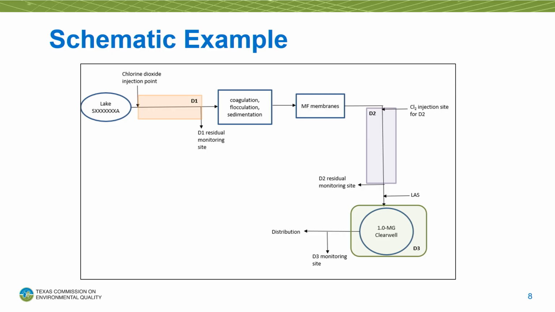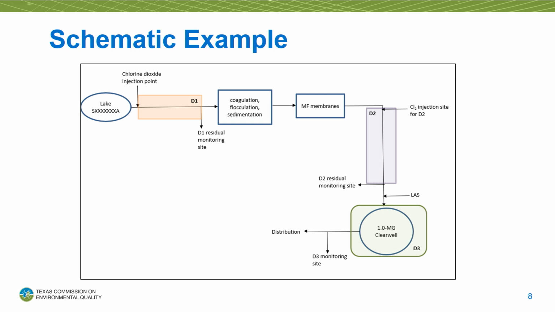And I'll show you on the next slide a schematic that shows you what you're required to include in those disinfection zones. So this is an example of a schematic. It's a pretty simple one, but you can see there are 3 rectangles that show D1, D2, and D3. So a disinfection zone is defined as a zone that begins with an injection or monitoring point, and then it ends with the subsequent injection or monitoring point.